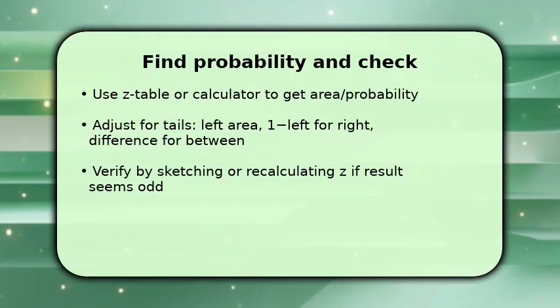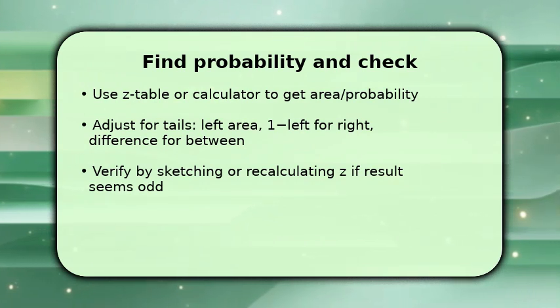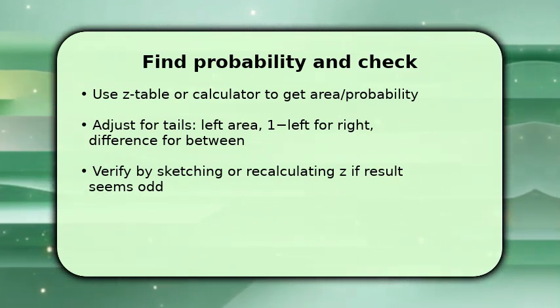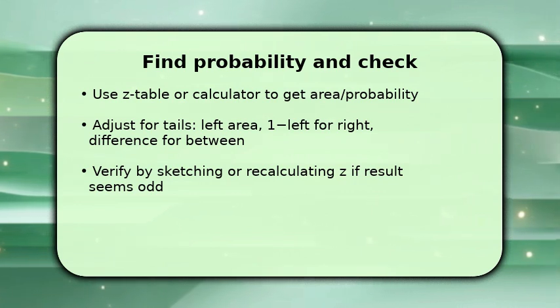Use a standard normal table or calculator to convert each Z into an area. For a left tail probability, take the table value directly. For a right tail, use 1 minus the left area. For between, subtract the two left areas.